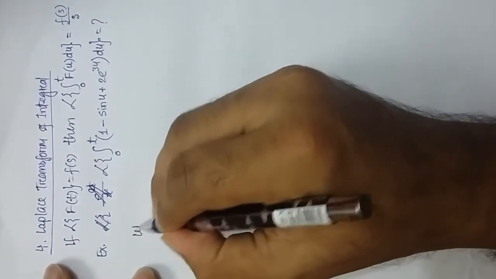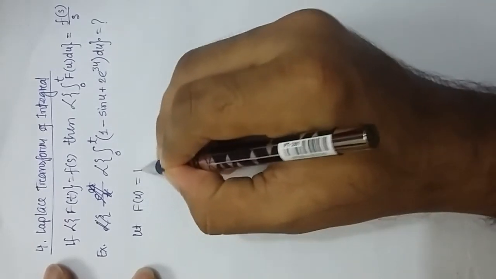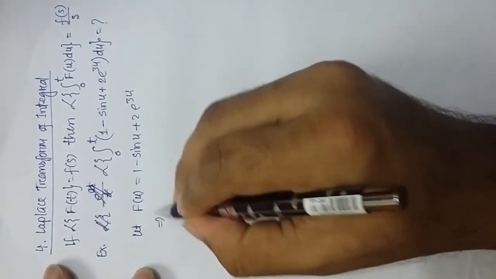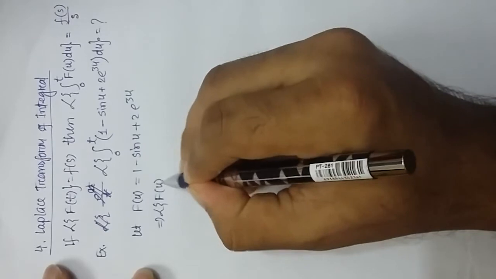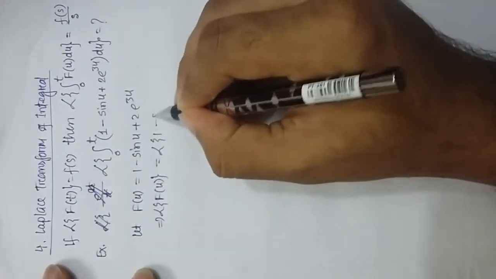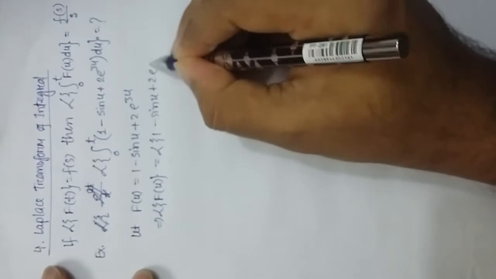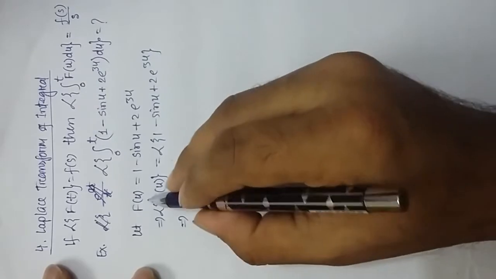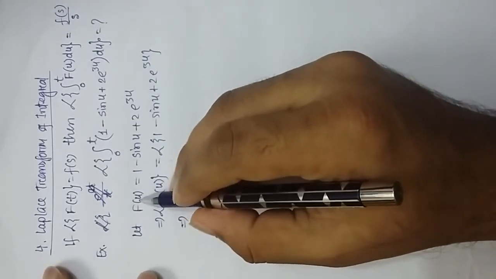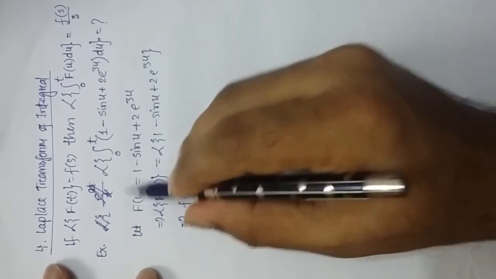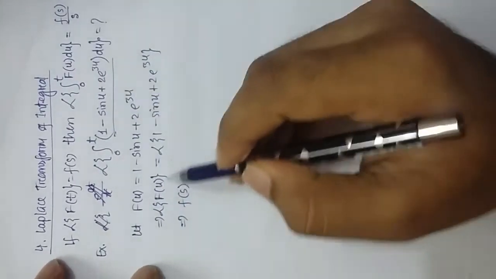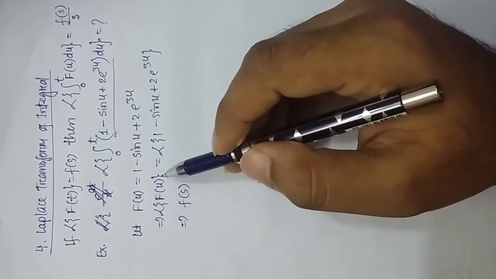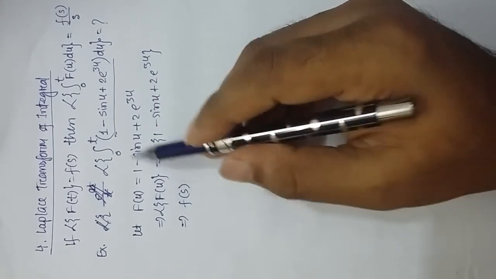So we can write f of u equals 1 minus sin u plus 2 e to the power 3u. Now apply Laplace transformation to f of u, 1 minus sin u plus 2 e to the power 3u. This will be F of s. It is not necessary that the function inside the integral must be a function of t, but it can be a function of u, x, or any kind except t.